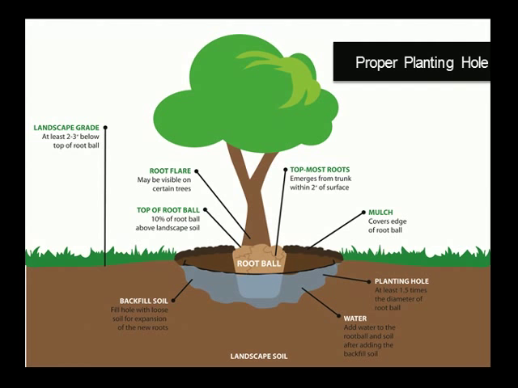Before digging the planting hole, call 811 to locate underground utilities in your landscape. Find the topmost root and treat root defects. Next, make the hole at least 1.5 times the diameter of the root ball.